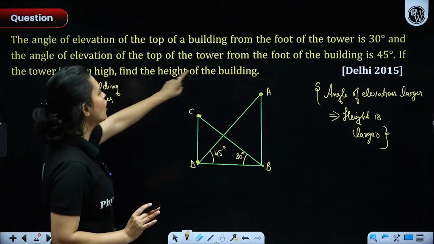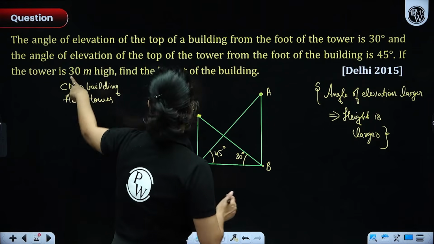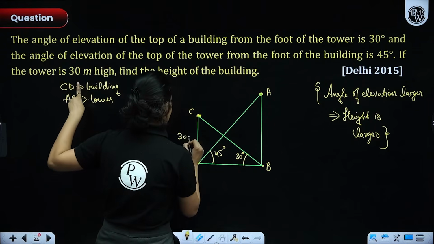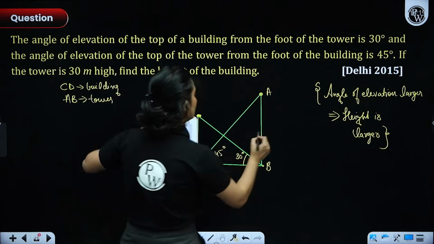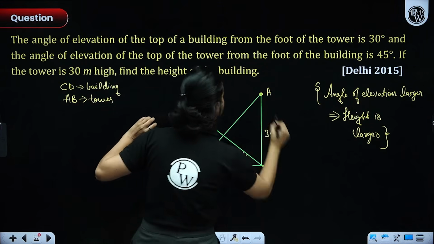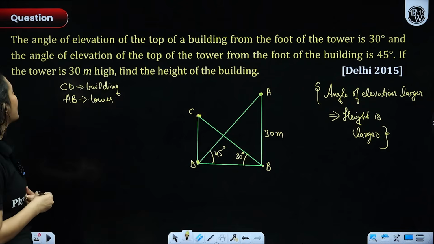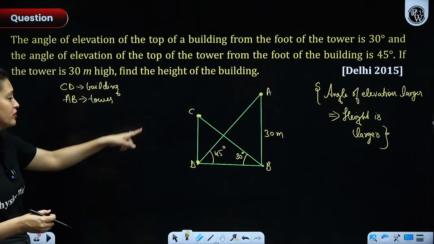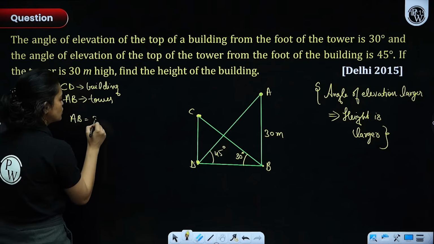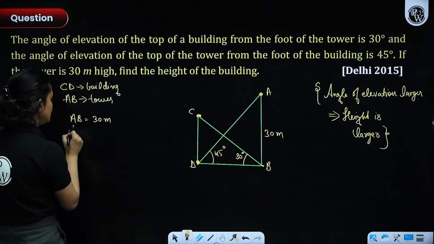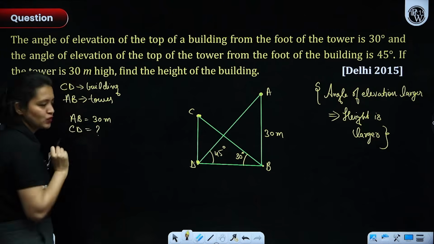So here we already know that the tower's height is 30 meters, right? So CD is the building, and the tower is AB. So this height we already know, right? Tower is 30 meters high and we have to figure out the height of the building. So we have to figure out CD's height. Okay? So I'll write it here. AB is equal to 30 meters here. CD we have to figure out. Okay? Let's do that, everyone.